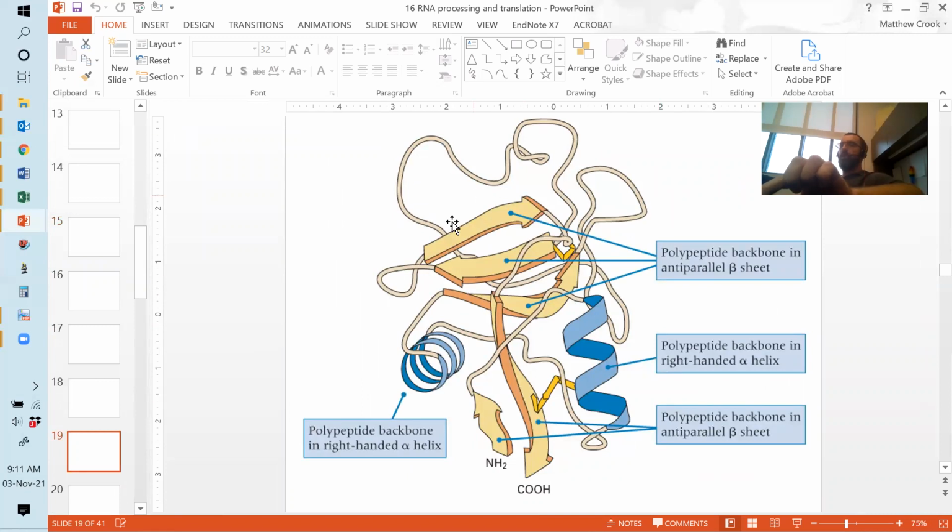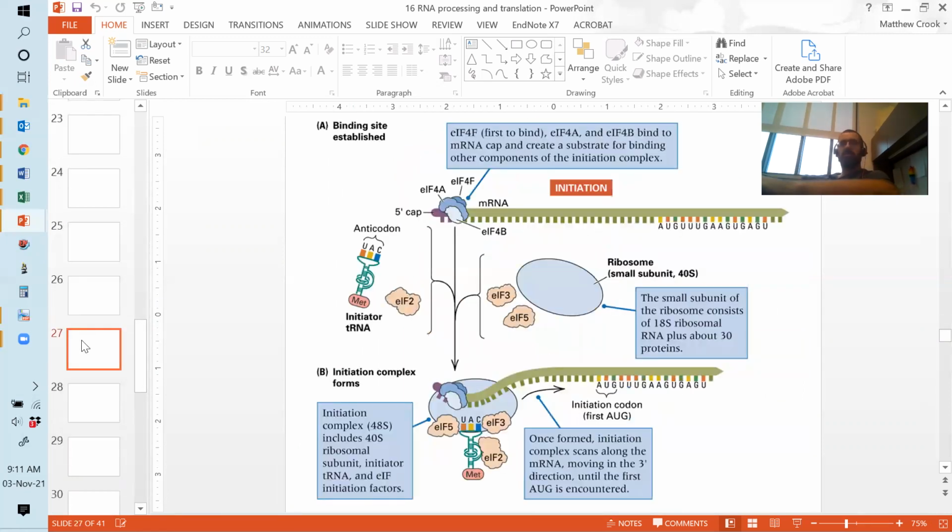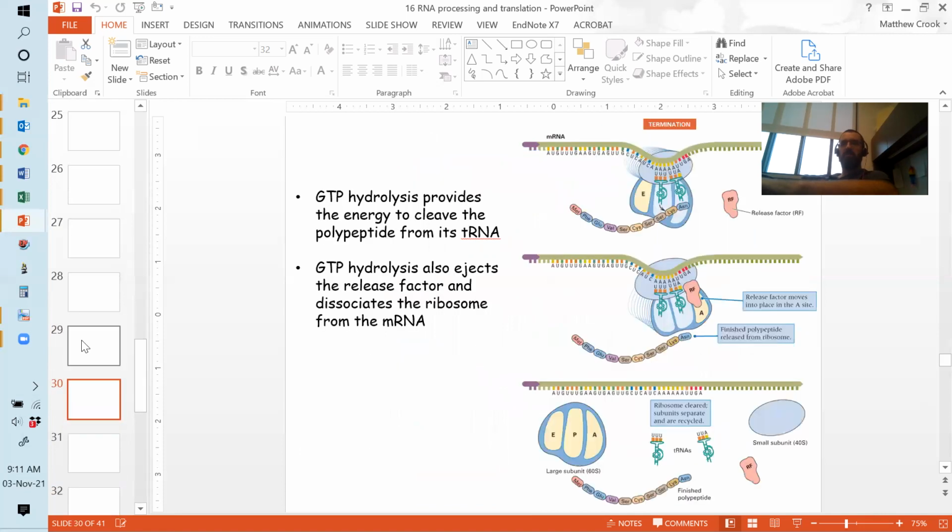So this complex three-dimensional shape does not happen just by chance. It's often aided by the presence of other proteins called chaperones, right, that help that protein form the correct conformation. Okay, so that's pretty much it, right? So that's the basics of translation.